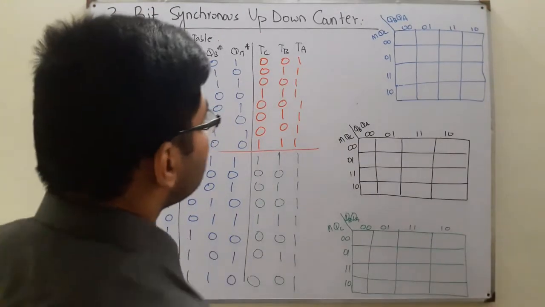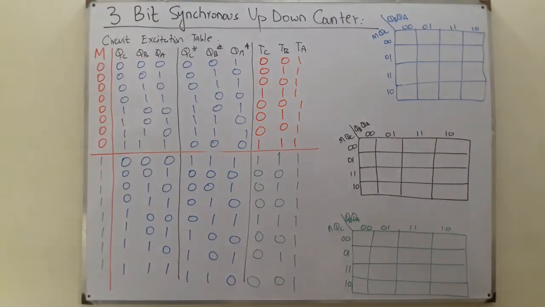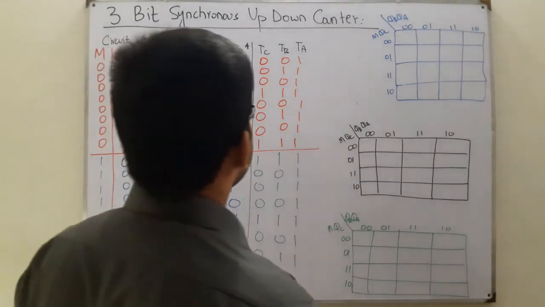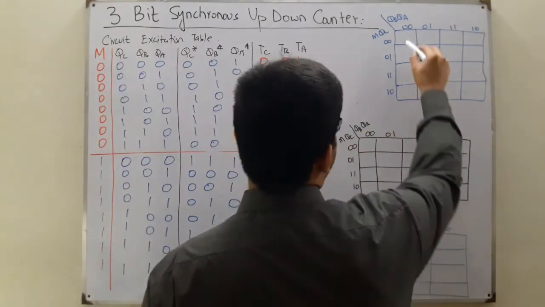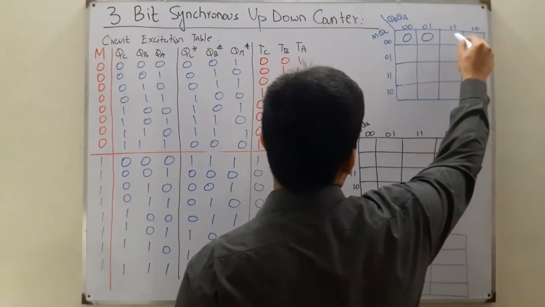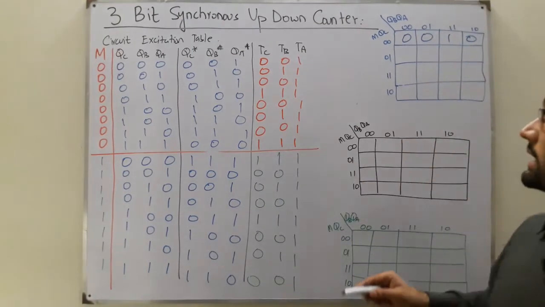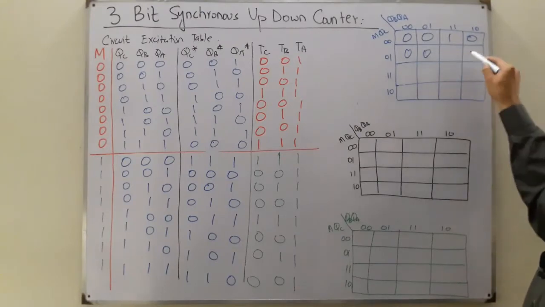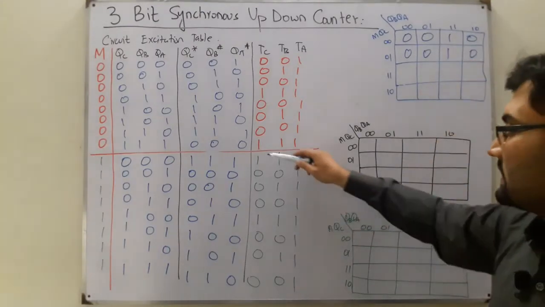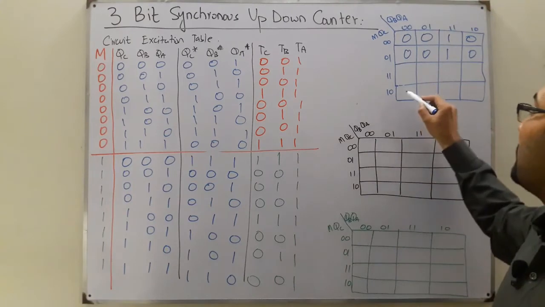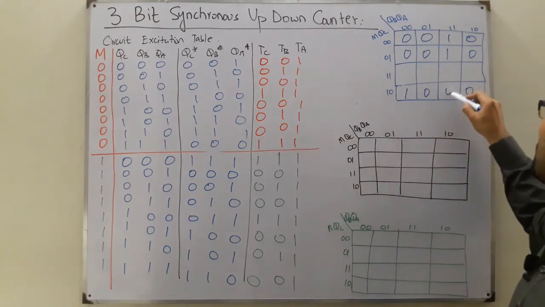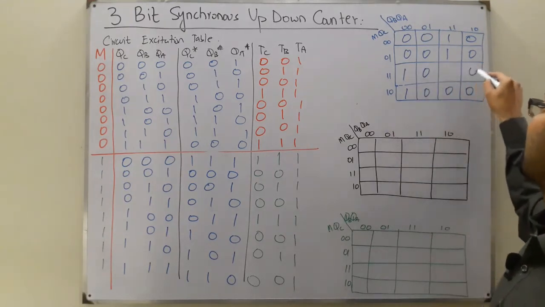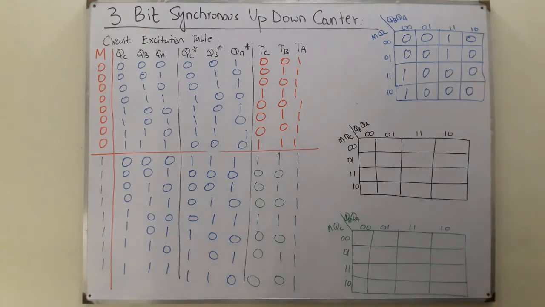All right, so I've made these K maps from before. Now what do you have? Let's say for TC, first I fill for TC. So you have 0, 0, 0, 1. I hope you are seeing it. 0, 0, 0, 1, then 0, 0, 1 again. Then 1, 0, 0, 1, 0, 0. And then 1, 0, 0 again. So this is for this.